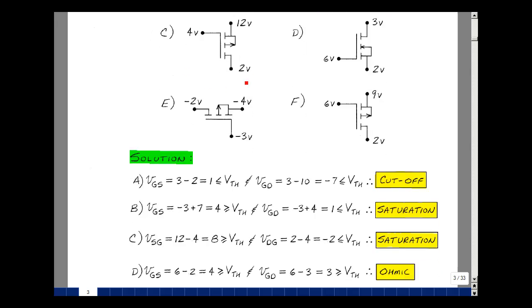Our next transistor is a P-channel MOSFET. Here's the gate, here's the source, and here's the drain. We're going to solve for the source to gate voltage, and that's going to be 12 minus 4, which is 8. 8's greater than the threshold of 2.